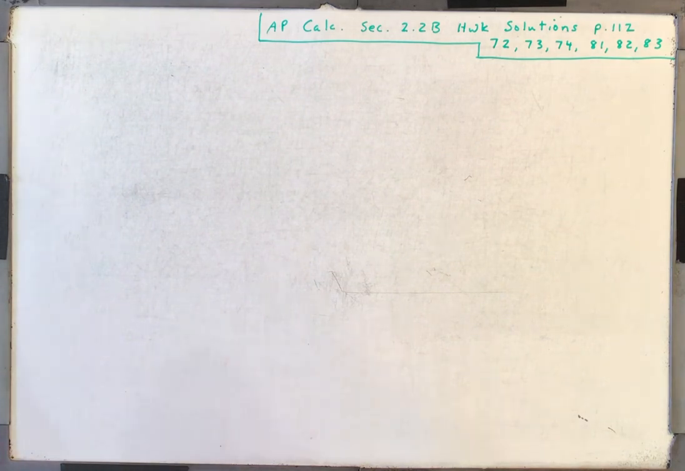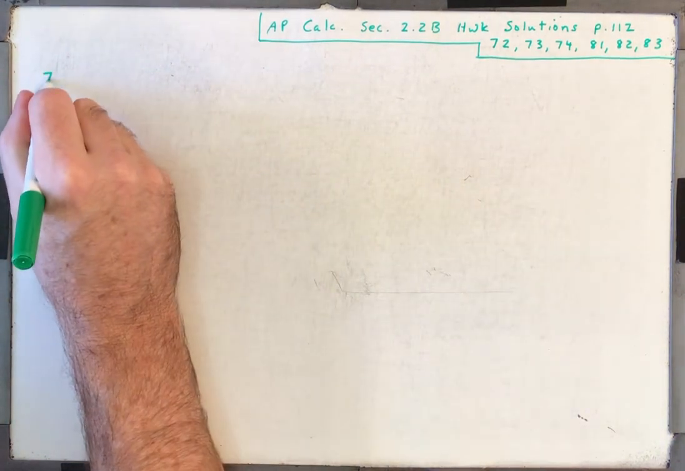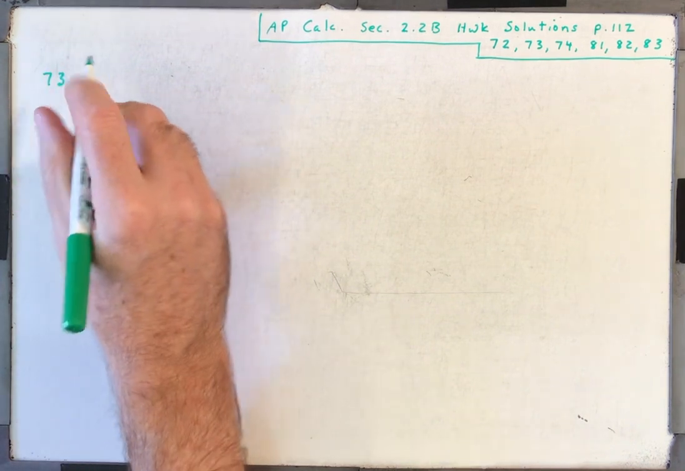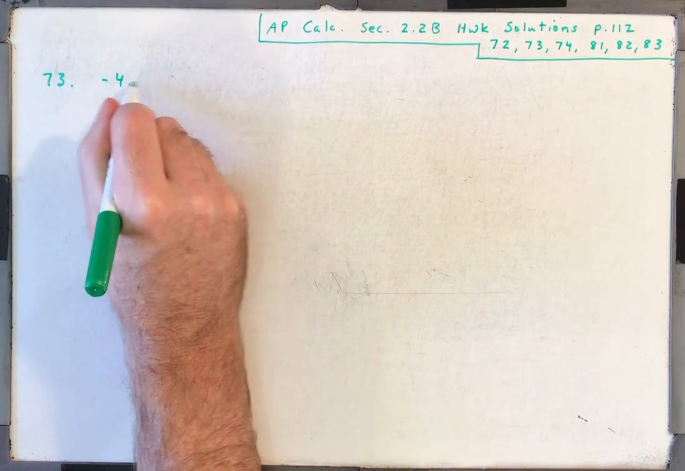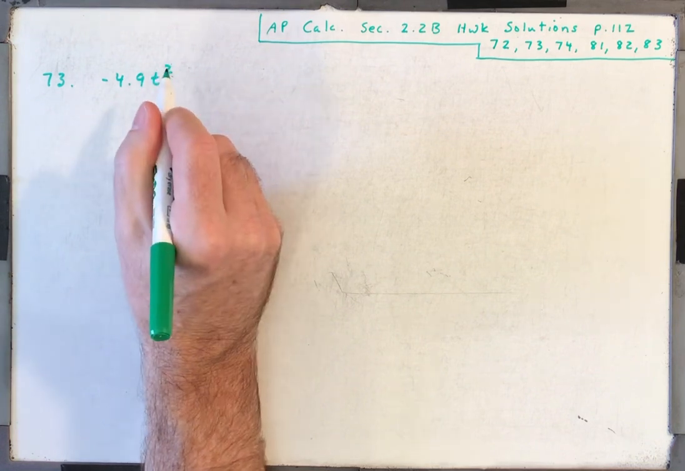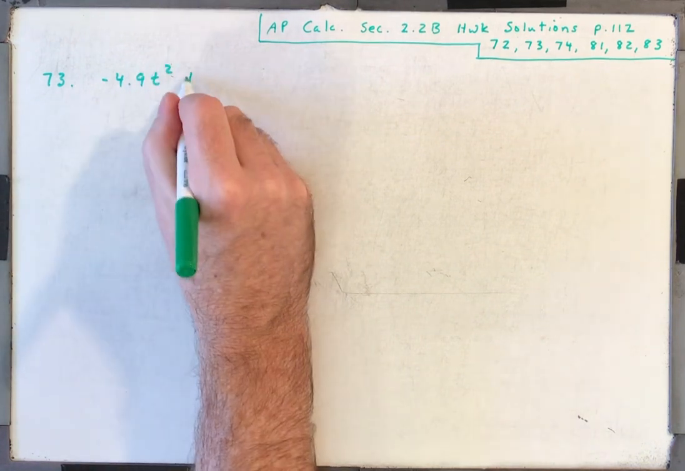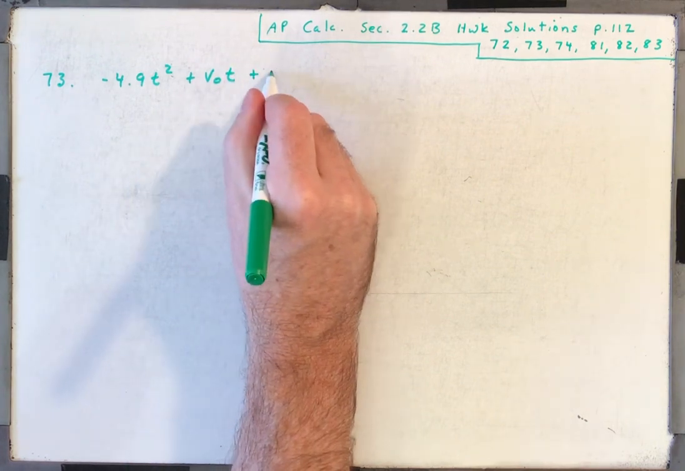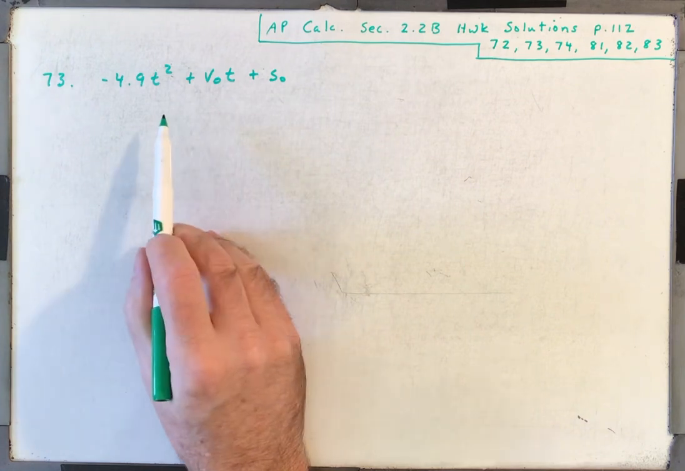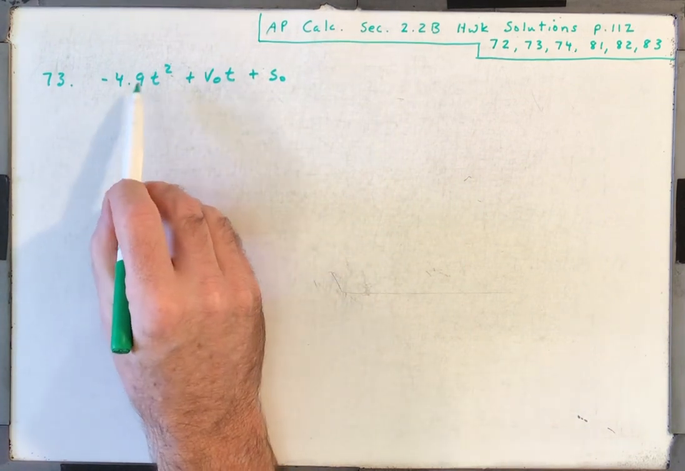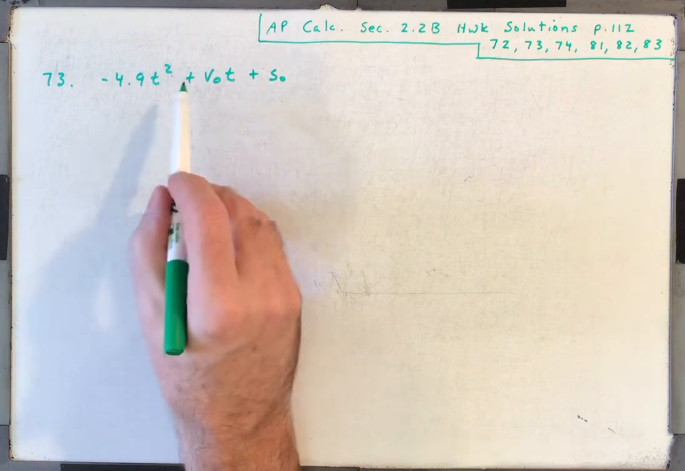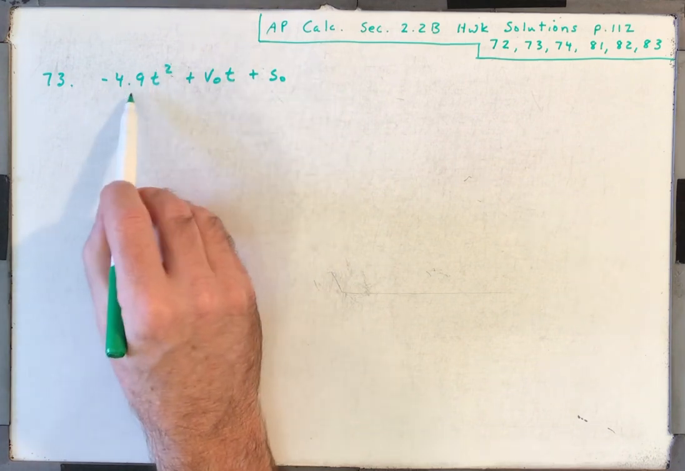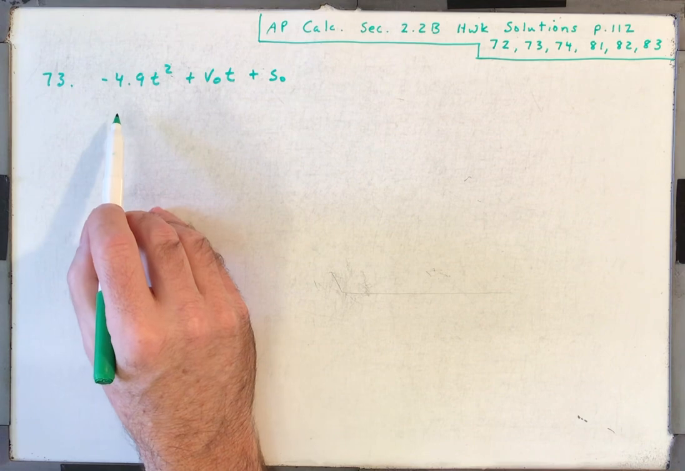Okay, so number 73. This time, the position function we're using is negative 4.9t squared, so we're using the metric system here, plus v naught t plus s naught. You might remember from physics class that the acceleration due to gravity is 9.8 meters per second squared. So we're in meters now. 2 times negative 4.9 would give you negative 9.8.